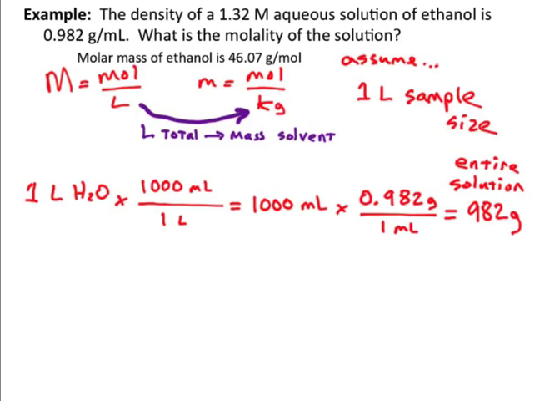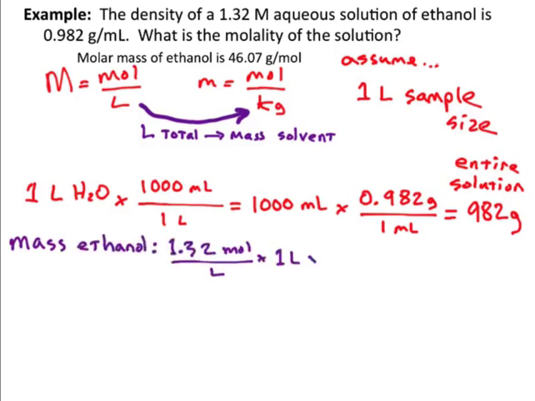Great. We could convert this into kilograms and use it in molality if molality cared about total solution mass. It doesn't. It cares just about the solvent. So we need to figure that out. So 982 grams is the total solution. If we take the mass of the solute and subtract it from that, we'll then know the mass of the solvent. So first we have to find the mass of the solute.